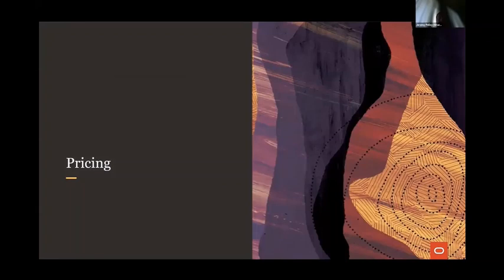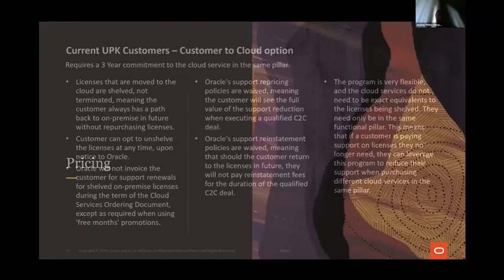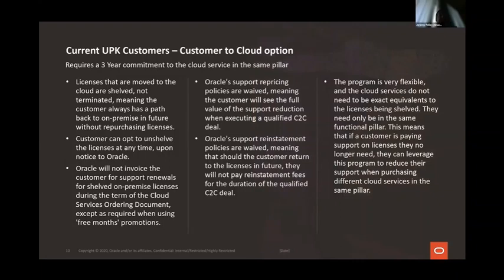So the question always comes up about pricing, and this is probably the number one thing. I'm not going to give you actual prices here. I know that everyone's excited and they think they're going to get actual prices. But we do have 2 options here, and one is a customer to cloud option, for the people that currently have UPK. It does require a 3-year commitment, but we can do something that's called customer to cloud.